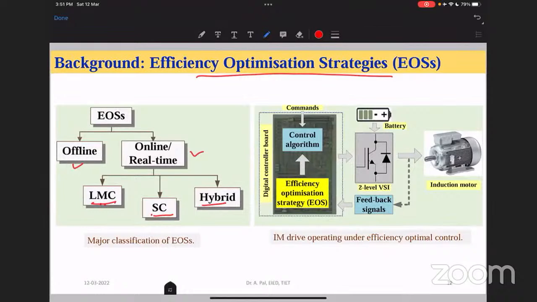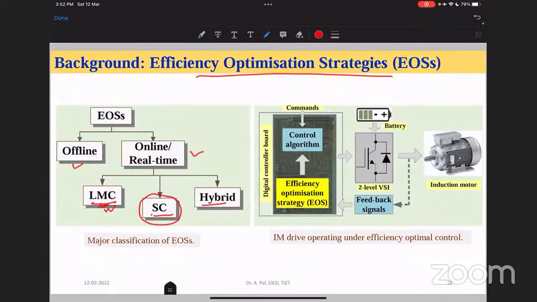Among these, the SC scheme, that is the search control scheme, is very popular because the way it finds the optimum value is based on a mathematical approach. So it is very easy to implement, and we can achieve the optimum value through this method. But the other method is quite complicated. In LMC, there is a major problem: we can't achieve the optimum point. However, LMC is faster compared to the SC method. SC is basically an iterative method, so it will take some time to converge to the optimum point.